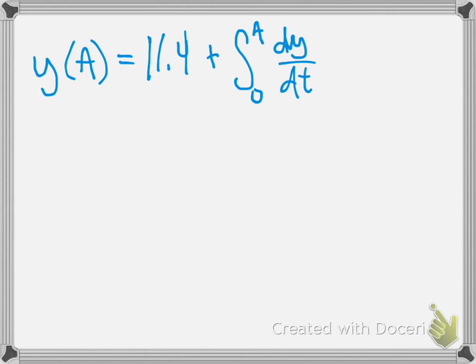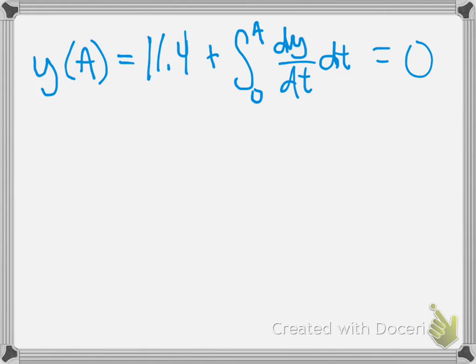So this looks almost identical to what we just did. We're going to have the height 11.4 plus the definite integral from 0 to A of this vertical velocity, dy/dt, with respect to t. And we want to figure out when that is equal to 0. When the diver hits the water, her height is 0. When her shoulders hit the water, her shoulders are 0 feet above the water surface.